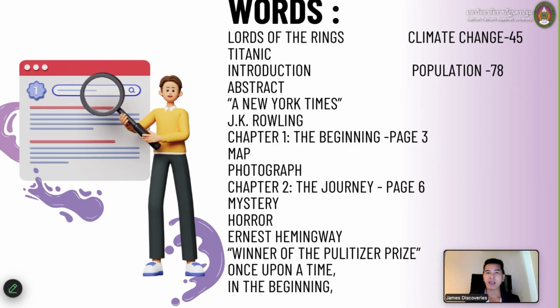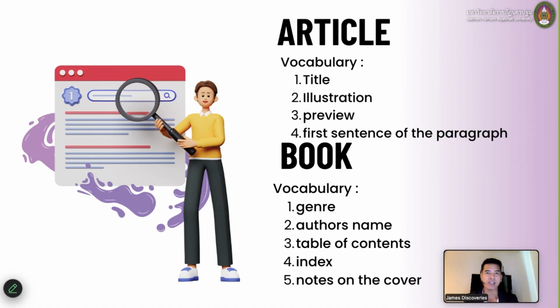We have abstract and New York Times, J.K. Rowling, chapter 1, the beginning, page 3. We also have the words map, photograph, chapter 2, the journey, page 6, mystery, horror, Ernest Hemingway, winner of the Pulitzer Prize, Once Upon a Time in the Beginning. We also have Climate Change 45, Population 78. In total, there are 18 words, because we have 9 words here as I showed you a while ago.